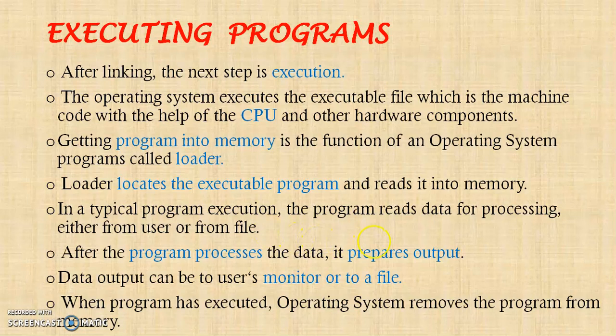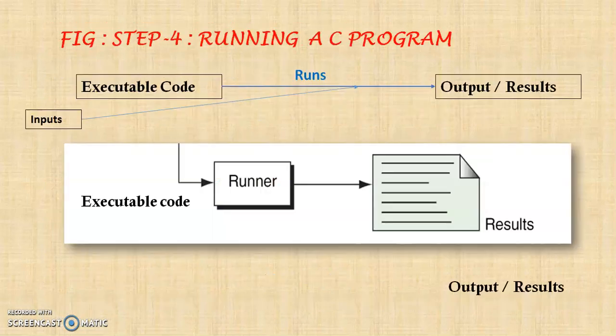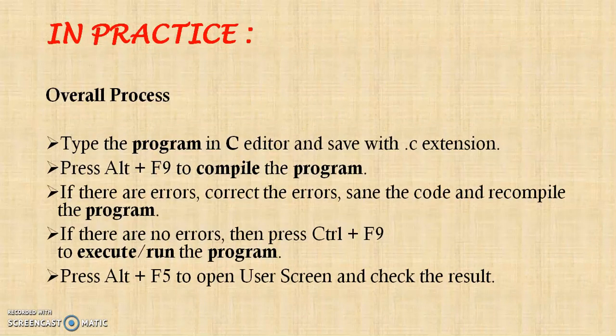After the program processes the data, it prepares the output. Data output can be to the user's monitor or to a file. So this is how executable programs run, loading from the memory. Here a runner is used to get the proper results, also known as output. These are all the steps involved in creating, writing, compiling and executing programs.